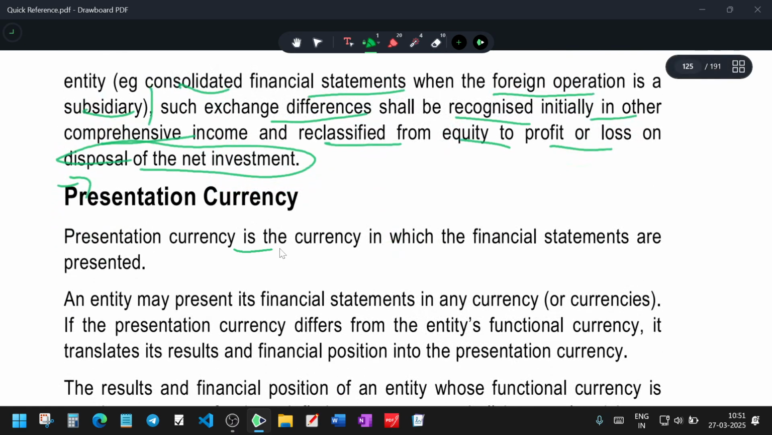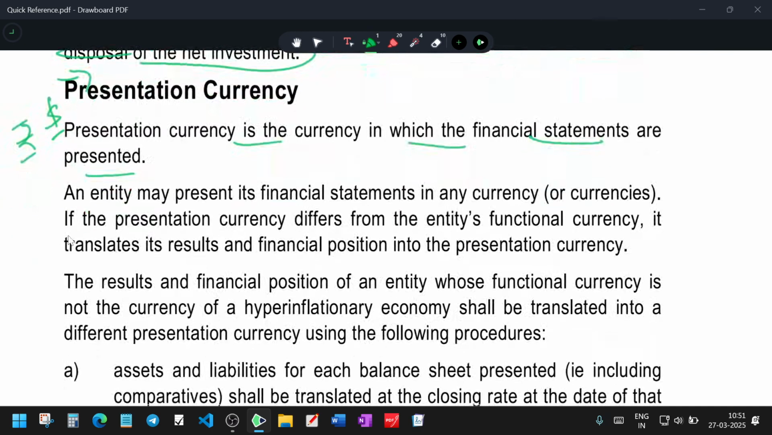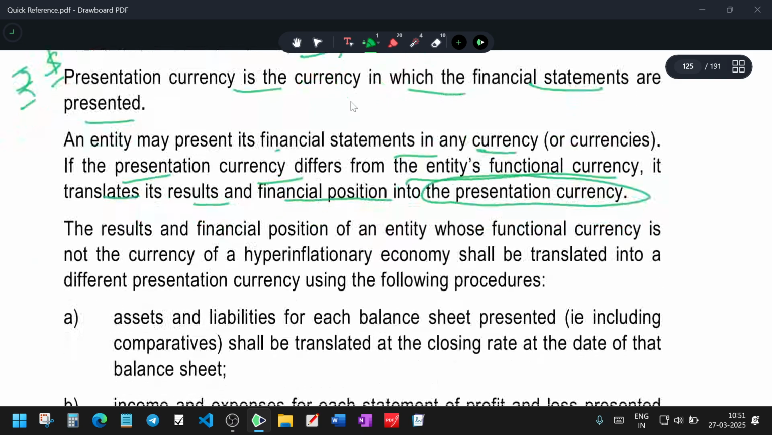Presentation currency. The presentation currency is the currency in which the financial statements are presented: rupees, dollars, or something else. So whichever currency you want to present in, you should state that currency. The entity shall present the financial statements in that currency. If the presentation currency differs from the entity's functional currency, it translates its results and financial position into the presentation currency. So we should see which currency you should present in, and translate the results and financial position into the presentation currency.